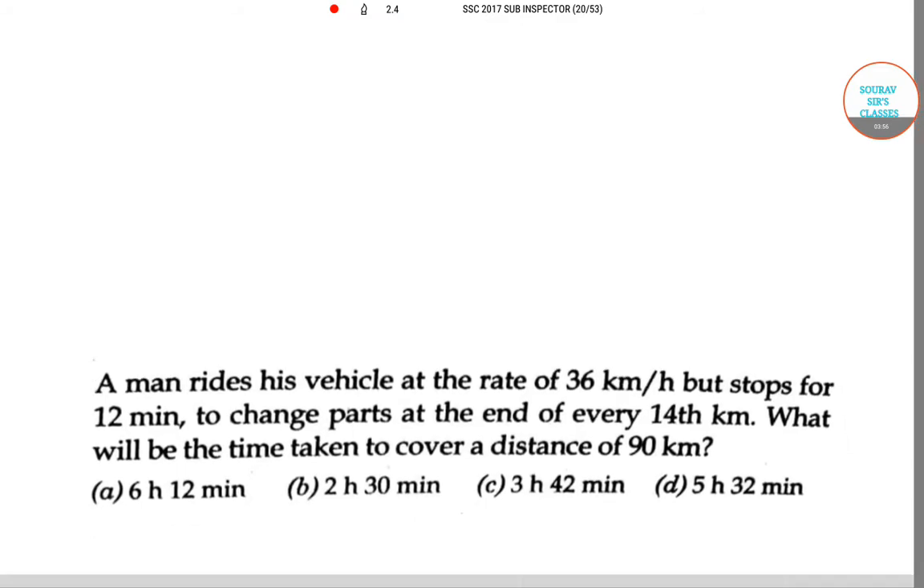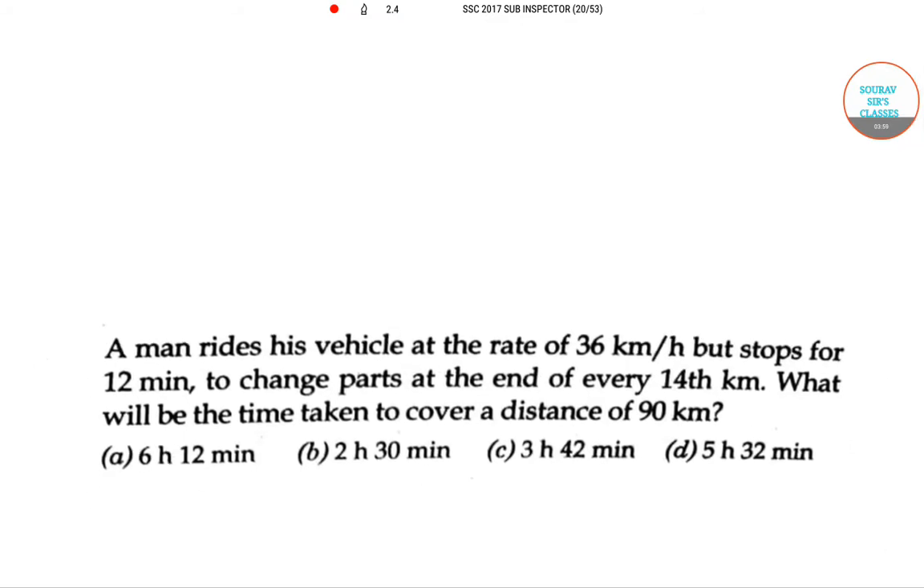Now let's proceed to our next question. Okay, here is the next question. A man rides his vehicle at the rate of 36 km per hour, so the speed of the vehicle is 36 km per hour, but stops for 12 minutes. He stops for 12 minutes to change paths at the end of every 14th kilometer. Now what we'll have to find out is what will be the time taken to cover a distance of 90 km. And here again 4 options are given.